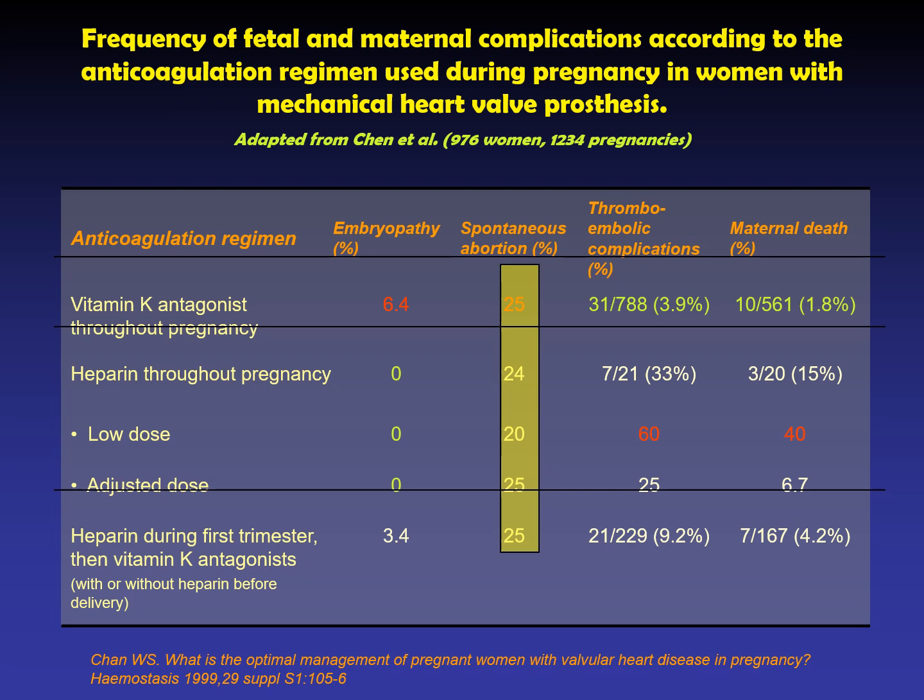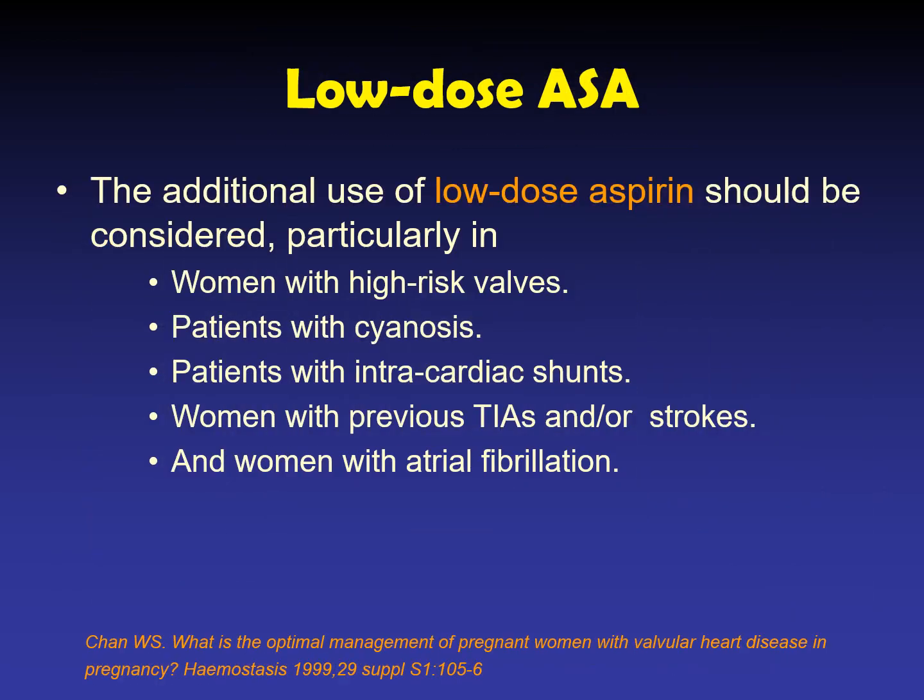So these are the complications during pregnancy using anticoagulants. Vitamin K antagonist throughout pregnancy may lead to embryopathy, spontaneous abortion, thrombotic events, maternal death, etc. Heparin throughout pregnancy, either low dose or adjusted dose, and heparin during the first trimester. We add low dose aspirin, particularly in women with high-risk valves, patients with cyanosis, patients with intracardiac shunts, women with previous transient ischemic attacks and or strokes, and women with atrial fibrillation.